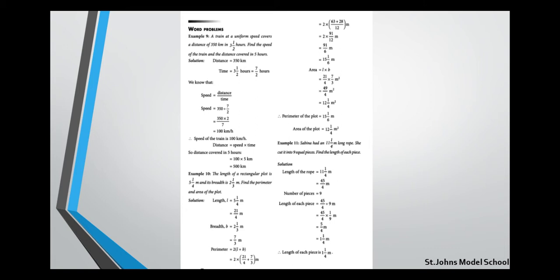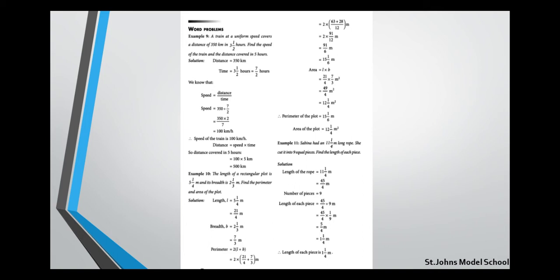Here the distance is given as 350 km. Time is 3 1 by 2, that means 7 by 2 hours. Now speed, as you learnt in science, is equal to distance upon time. So that is 350 divided by 7 by 2, a rational number.